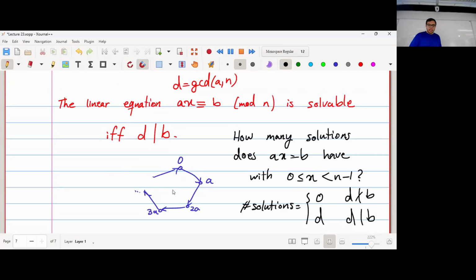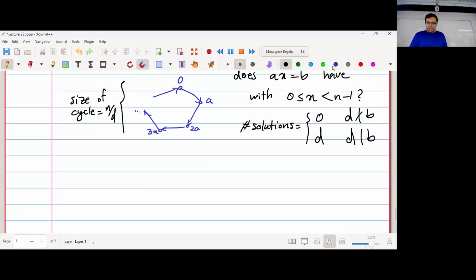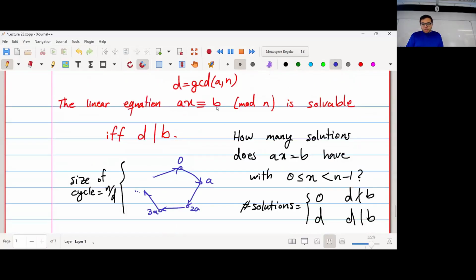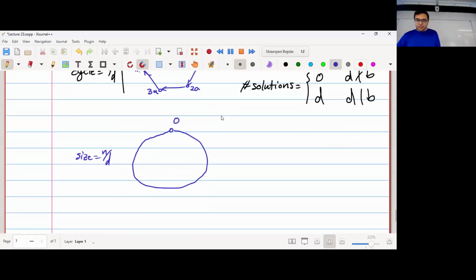So how many multiples of D do I have in this cycle? What is the size of this cycle? This is N over D, right? So I have a cycle of size N over D. Let's just consider this. I have this cycle, which starts at 0 and ends at 0, and its size is N over D. So it has N over D vertices and N over D edges. Okay. And I know that at some point in this cycle, I'm seeing the number B. So B is somewhere.